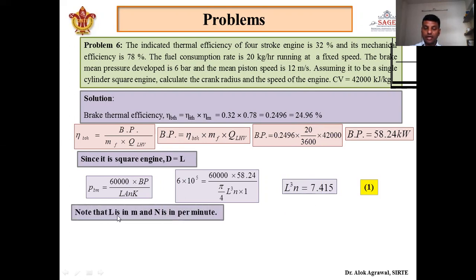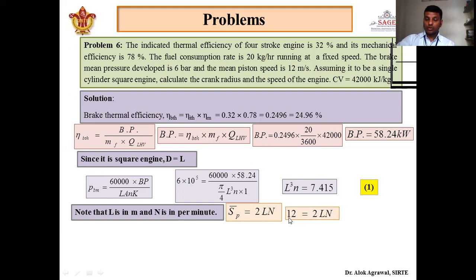Next, again here L is in meter and capital N is in per minute, because the unit of N is RPM, revolution per minute. Again mean piston speed SP is equal to 2LN, 2 into L into N, where L is in meter and N is in per minute. So the mean piston speed is given as 12, 2 into L into N. So again from here we get one equation, that is LN is equal to 360. This is equation 2. So we have two equations.